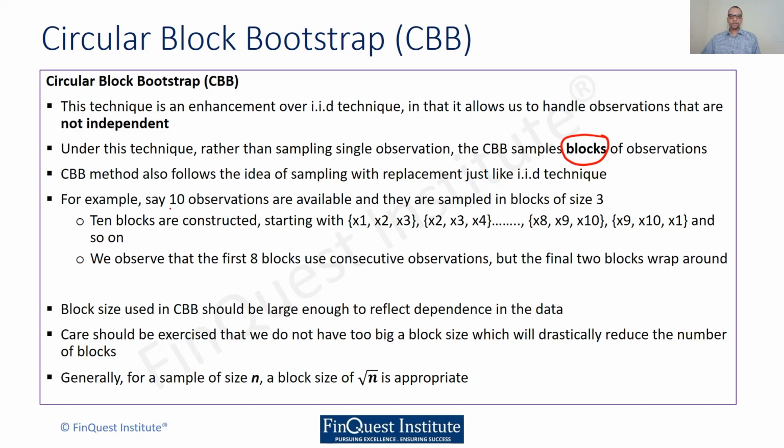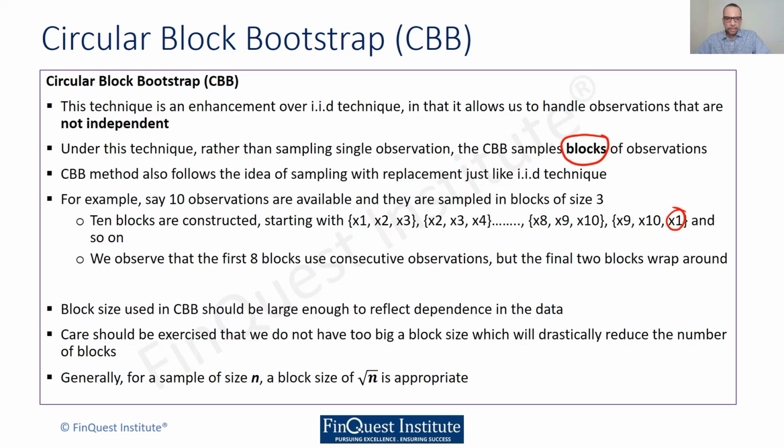I've kept it generic. So say 10 observations are available and they are sampled in blocks of size 3. So let's say I have 10 blocks which I can construct in this way: x1, x2, x3, then x2, x3, x4, and so on. You'll observe that there are two things here. The first 8 blocks can use consecutive observations. And then for the last couple of blocks, we are going to have to wrap around. Why wrap around? Because after x10 we don't have anything, so we need to have an x1 again which comes in. So this is what we'll observe here.